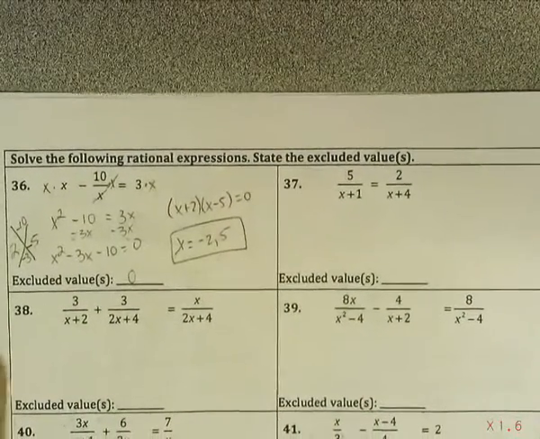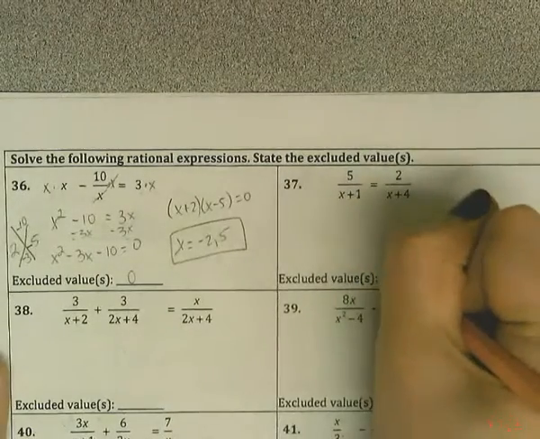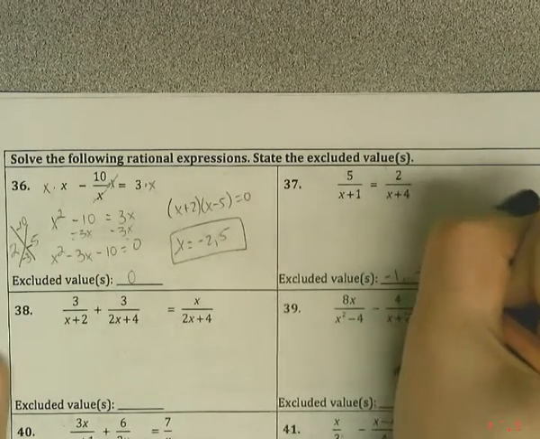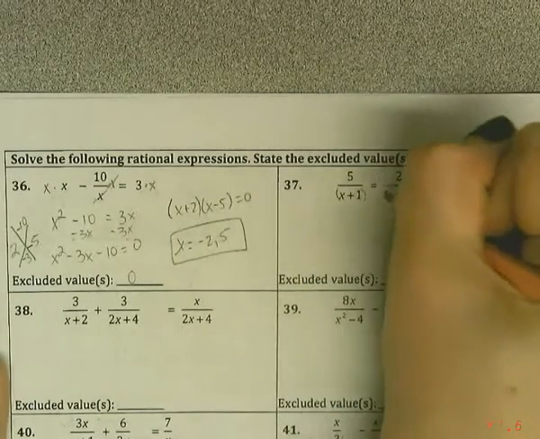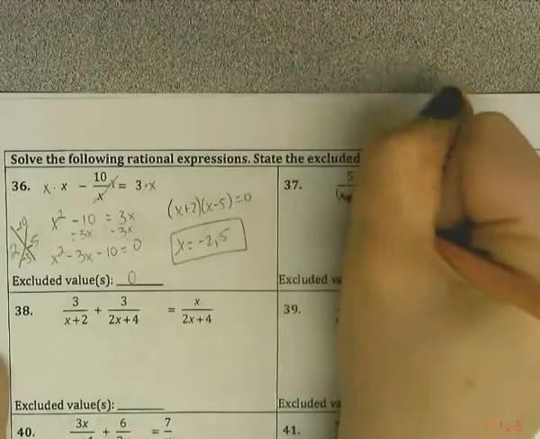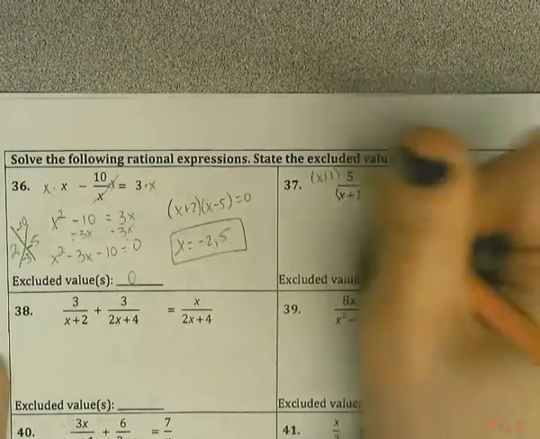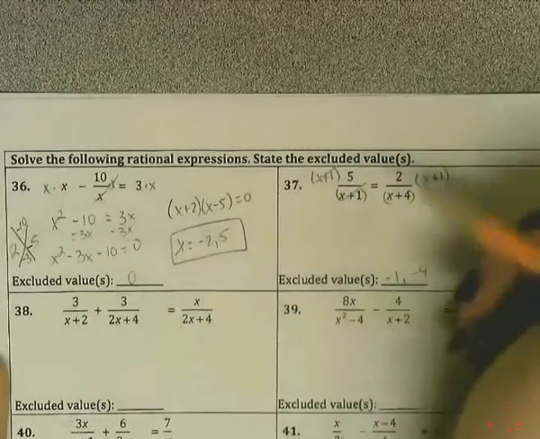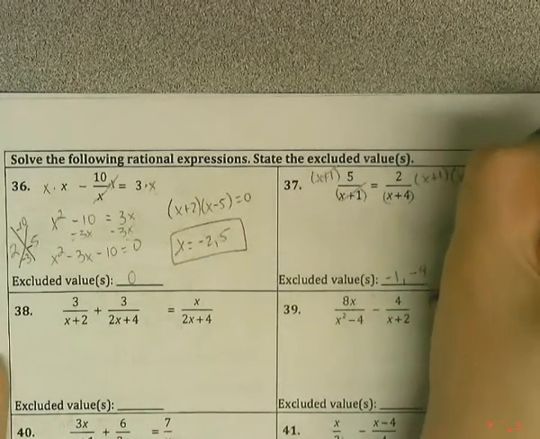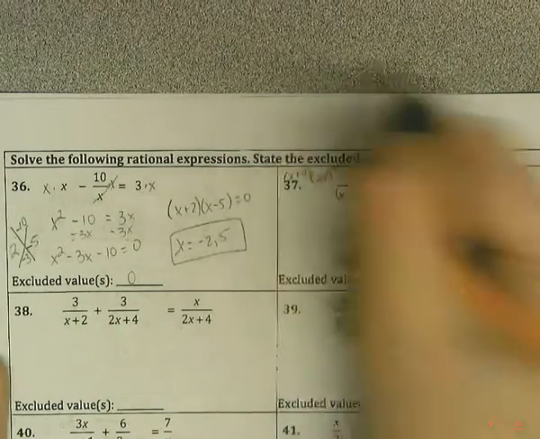Okay, 37. Looking at x plus 1, x plus 4. X can't be negative 1 or negative 4, or I would be dividing by 0. Now, put those in parentheses. This side, to get rid of that, I'm going to multiply by x plus 1. I do that on both sides. My x plus 1 goes away. Now, I need to also multiply by x plus 4, because I need x plus 4 to go away. But I can do that over here, x plus 4.